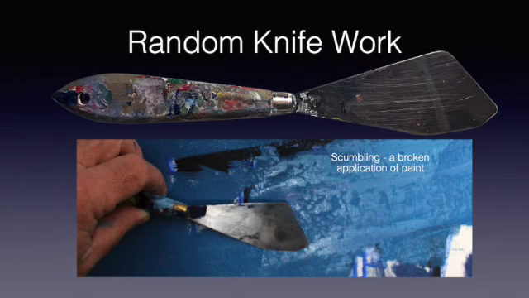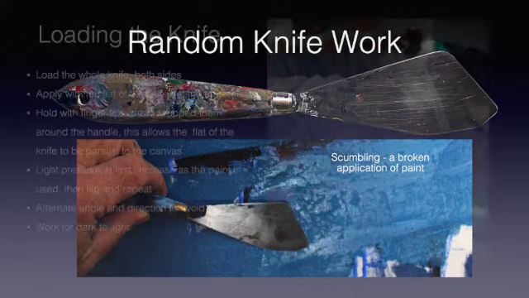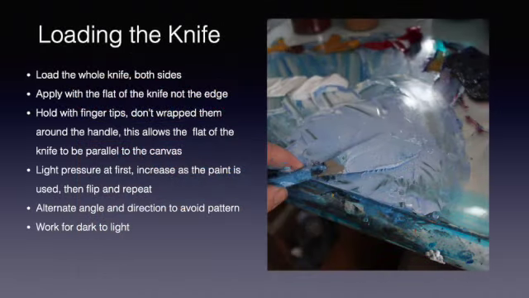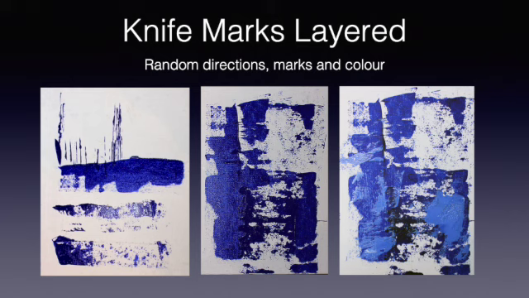This is my preferred knife and the texture that I can get using that knife. To get this texture, I load the knife both sides very evenly, just a thin coat of paint. The paint is then applied to the surface, holding the knife parallel to the surface. When the knife is freshly loaded, you use a light pressure, and as the paint is used up, you apply more pressure. You can flip the knife over and use the paint on the other side. Laying different colors on top of each other, working from the dark to the light to build the texture.